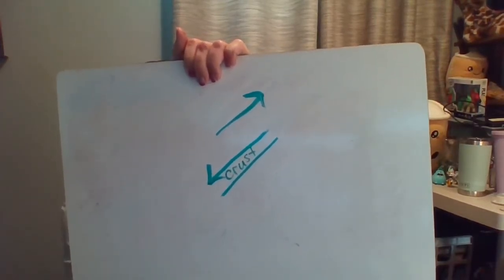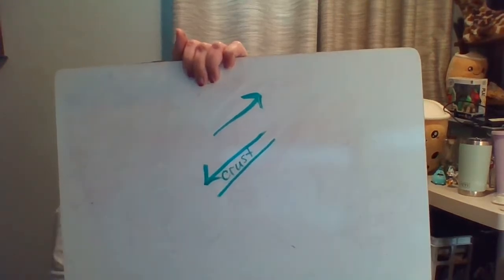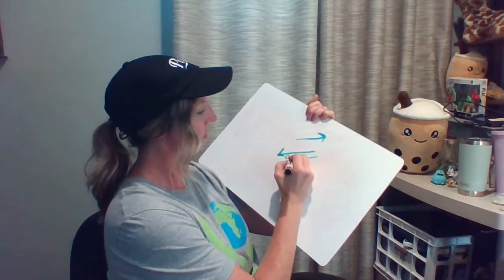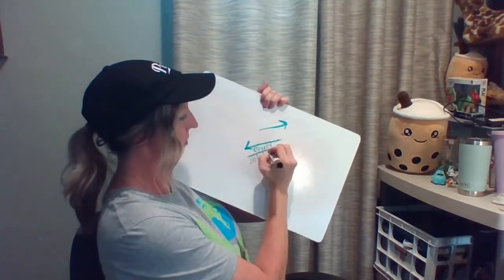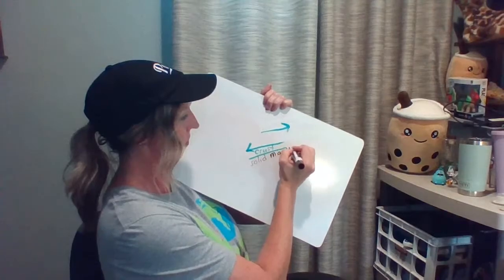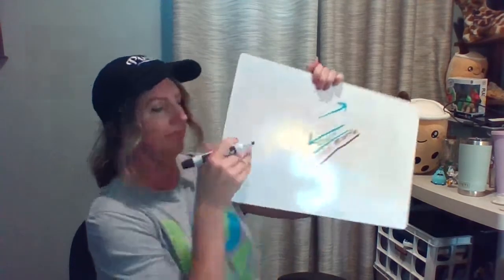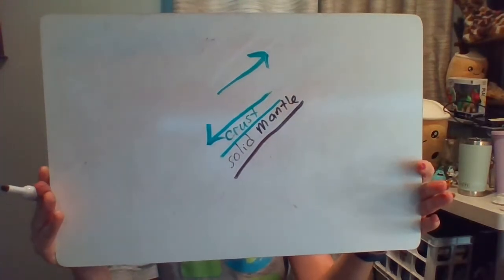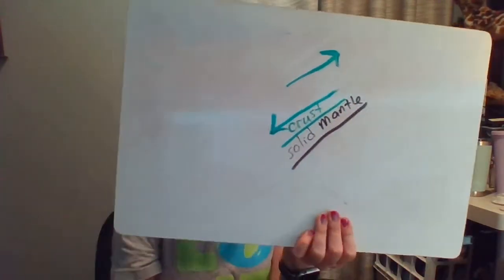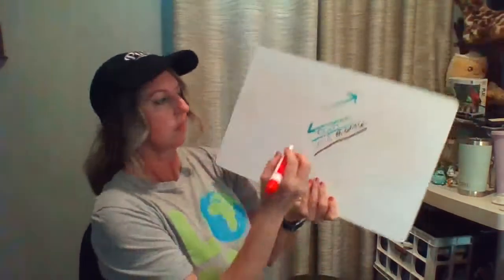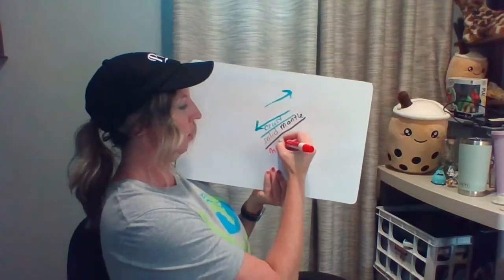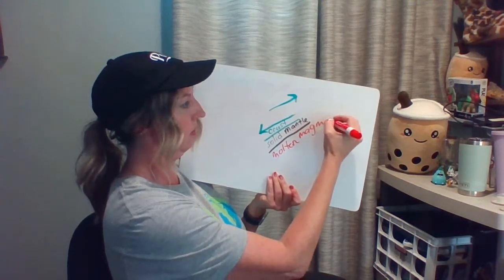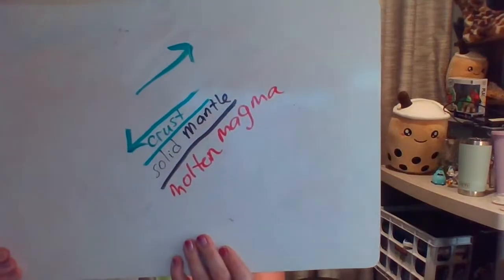Next, you'll need your brown. We're going to label the solid mantle. There is the solid mantle. Next, let's go ahead and label the molten magma. This is where your convection currents are. Molten magma.